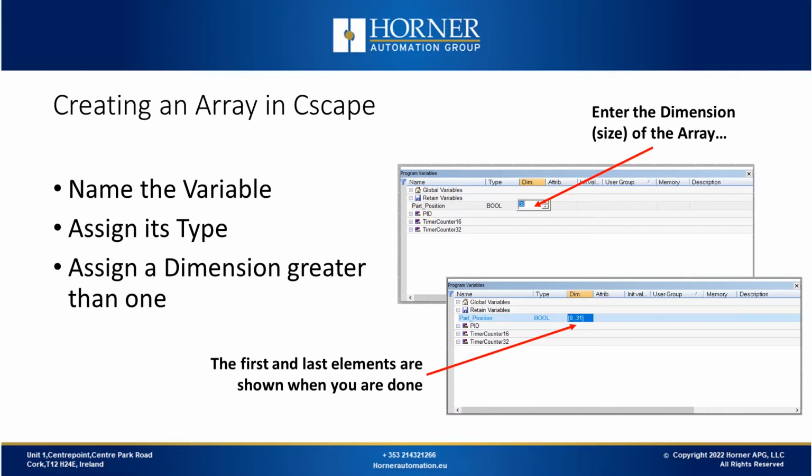Now let's look at how you create arrays in Cscape. Like creating any other variable in Cscape, you start from the program variables window and then go to either the global variables section or the retained variables section, depending on which area you want to create that variable in. Then you need to assign a name to the variable and give it a type. Then if you don't do anything else, you've created a regular variable, but by going to the dimensions column and adding in a value greater than 1, you've now created an array. So in that dimension column, you can put in as many elements as you want.